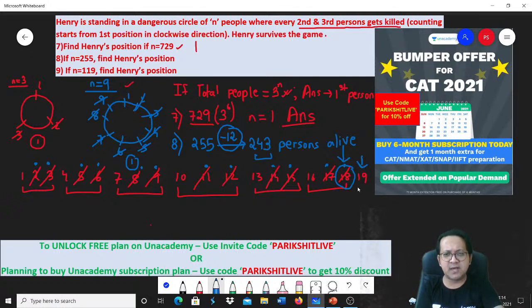And remember, moment it is of the format 3 to the power n, answer is the first person. Now who is the first person? Your counting starts from 19. So 19 is the first person. Answer is 19. Did you follow this? Clear? It's a very interesting way of solving questions. It helps you to widen your logic, right?